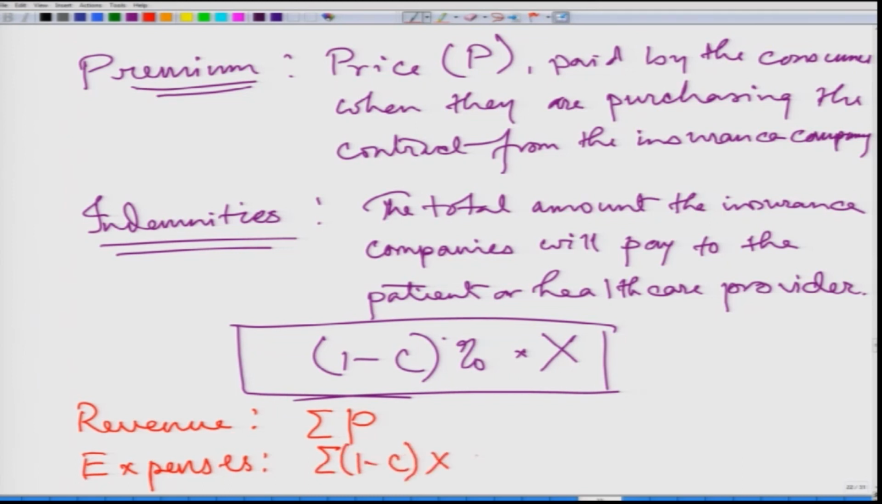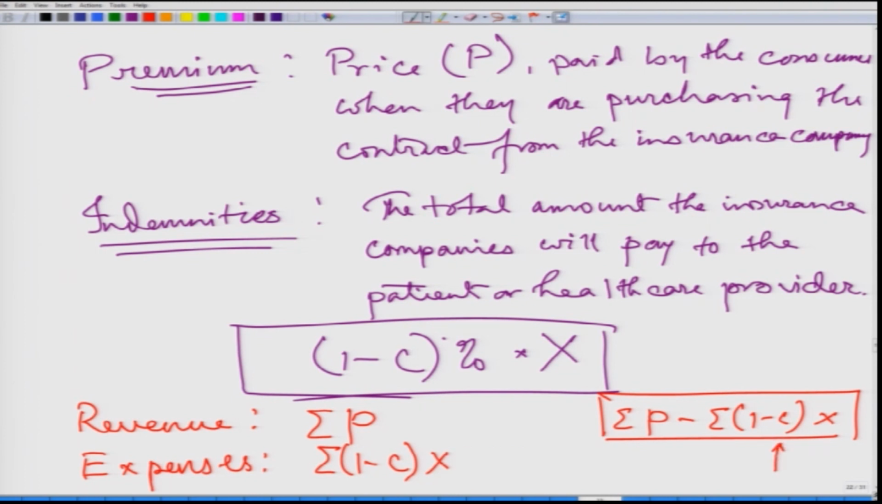Why summation? Say I have asked for 10,000, somebody ABCD has asked for 5,000. So this is my expenses. So this revenue minus expenses is my profit as an insurance company. This is my profit or earning. Yeah, the insurance company will go bankrupt if they are paying more than the premium.